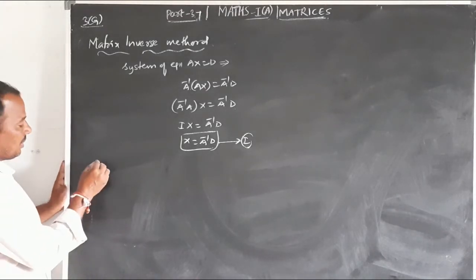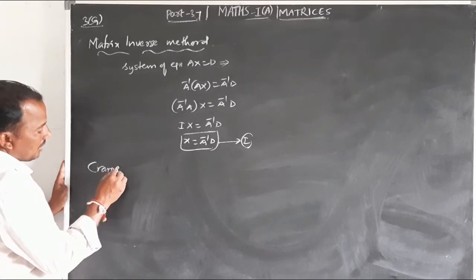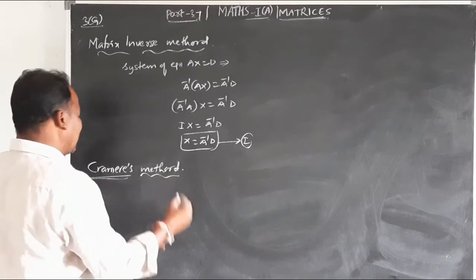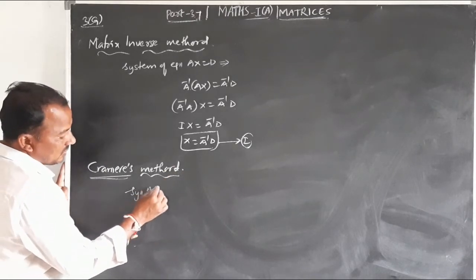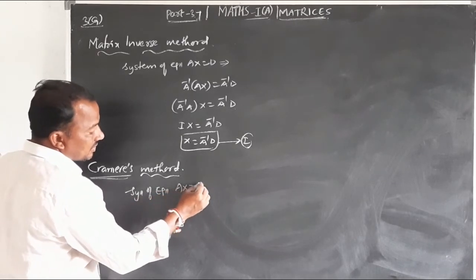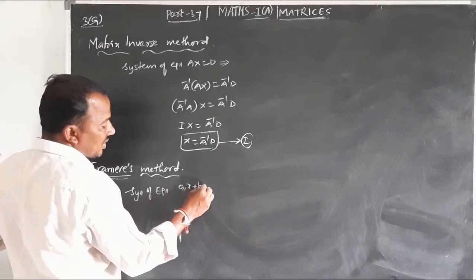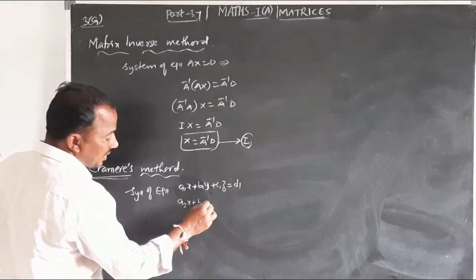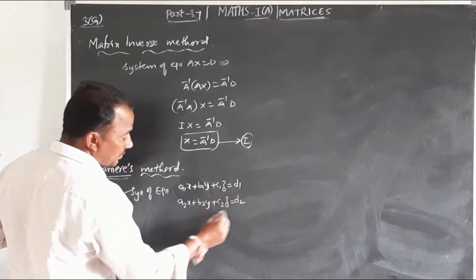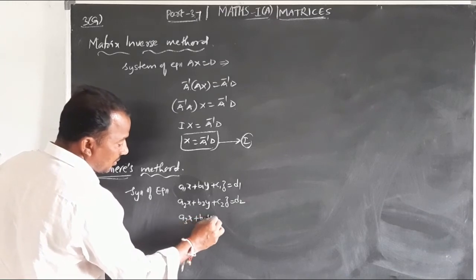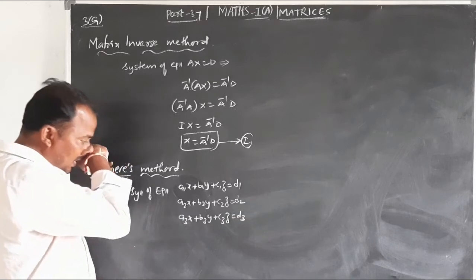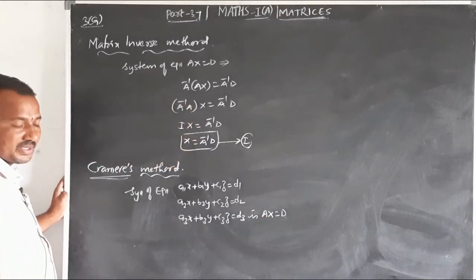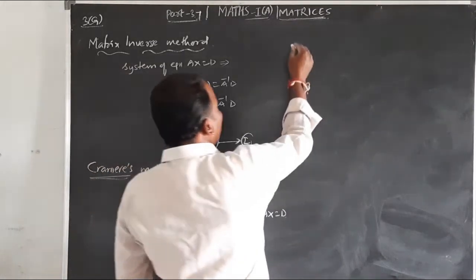Now, Cramer's method. The system of equations is a1x plus b1y plus c1z equals d1, a2x plus b2y plus c2z equals d2, a3x plus b3y plus c3z equals d3. This system is of the form Ax equals D. Here find the value of delta.